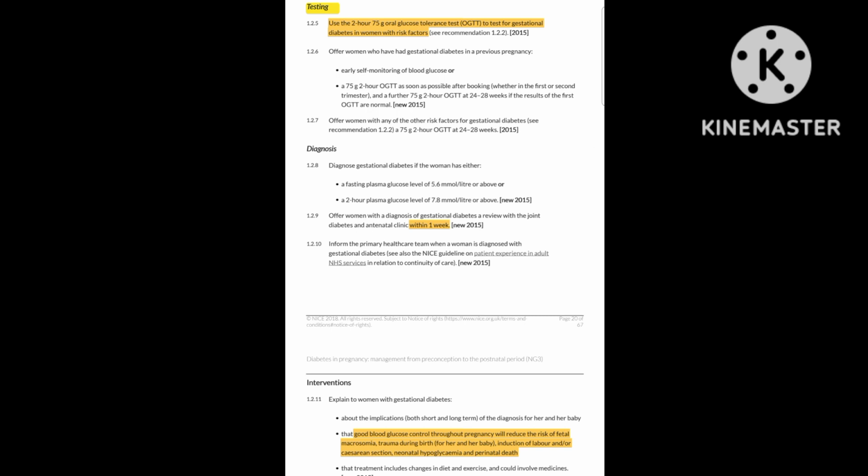Testing: use a 2-hour 75 gram OGTT for gestational diabetes in women with risk factors. For women who have had gestational diabetes in a previous pregnancy, offer early self-monitoring of blood glucose or a 75 gram 2-hour OGTT as soon as possible after booking, whether in the first or second trimester, and a further 75 gram 2-hour OGTT at 24 to 28 weeks if the result of the first OGTT is normal.